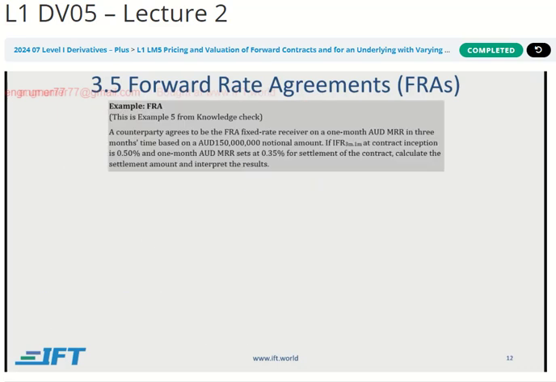Okay, let's look at an example. So let's say there is a counterparty agreeing to be the FRA fixed rate receiver. Now here they are not long, they are short, because they are receiving the fixed rate. This is something important, right? Whenever you are long an FRA, you are paying the fixed rate.